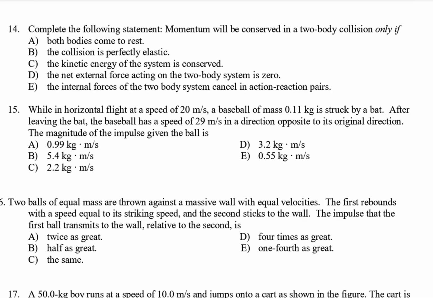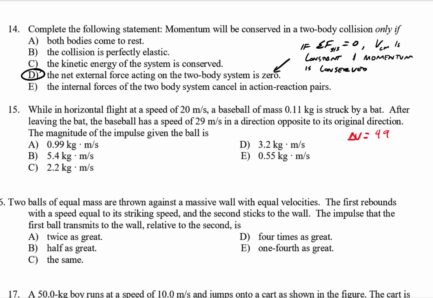Complete the following statement. Momentum will be conserved in a two-body collision only if the net external force acting on that system is 0. That is the only condition that we have. If the net force on the system is 0, the velocity of center of mass is constant, and momentum is conserved. That's our rule. That's a big thing that you need to hold on to.